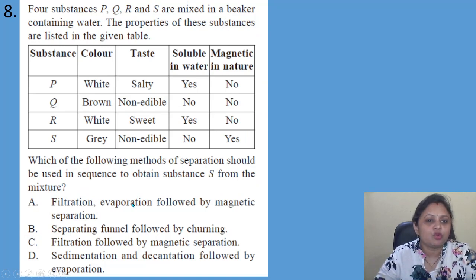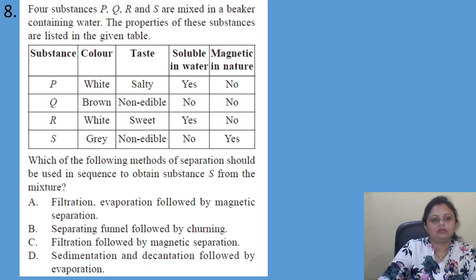4 substances P, Q, R and S are mixed in a beaker containing water. The properties of these substances are listed in the given table. Substance P: white, salty, soluble in water, magnetic in nature, yes, no. Q: brown, non-edible, no, no. R: white, sweet, yes, no. S: grey, non-edible, no, yes. Which of the following methods of separation should be used in sequence to obtain substance S from the mixture? Options are A, filtration, evaporation followed by magnetic separation. B, separating funnel followed by churning. C, filtration followed by magnetic separation. D, sedimentation and decantation followed by evaporation.